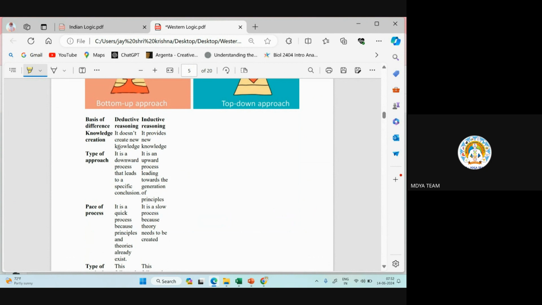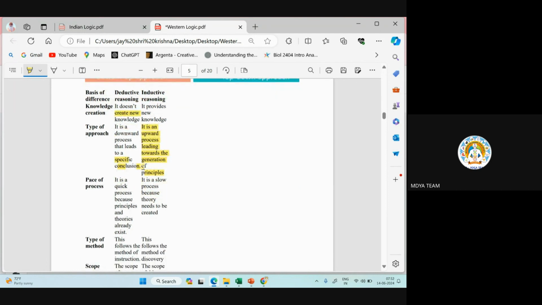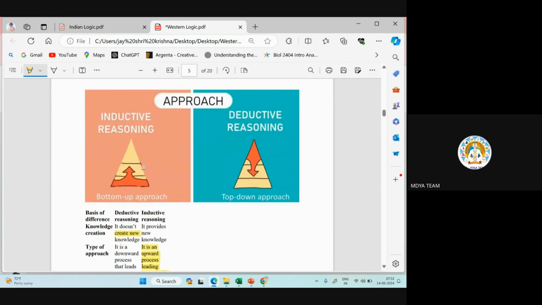So deductive reasoning cannot create new knowledge. Inductive reasoning can create new knowledge. Deductive is a downward process that leads to a specific conclusion. Inductive is an upward process leading towards the generation of a principle. Any doubt in these two lines? No, sir. Okay, now the pace of the process.